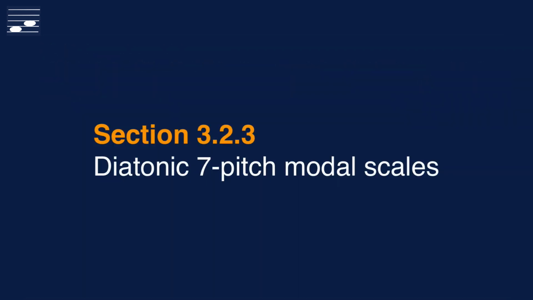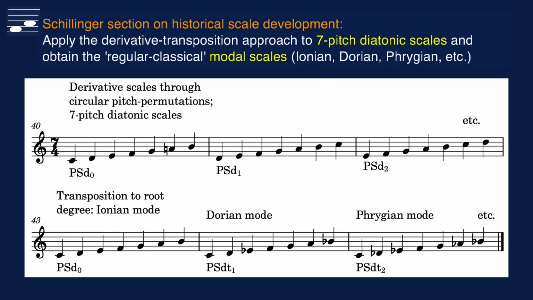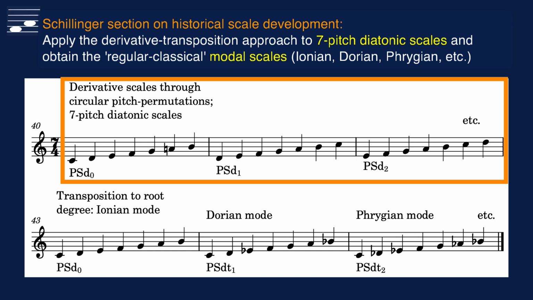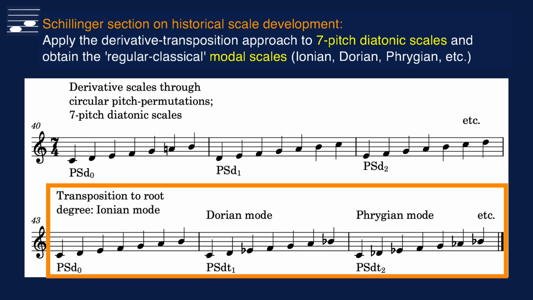When we apply the same permutation process to a diatonic 7-pitch scale, the resulting derivative scales will be our familiar diatonic modes. That is illustrated here for the original diatonic scale and 2 circular pitch permutations. Transpose these to the original root C and you will recognize the Ionian, Dorian and Phrygian modal scales. Schillinger discusses these in a separate section on historical scale development in this chapter.